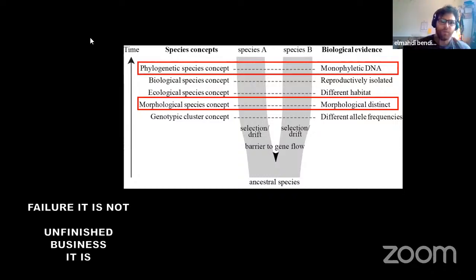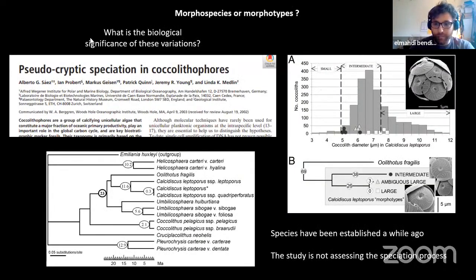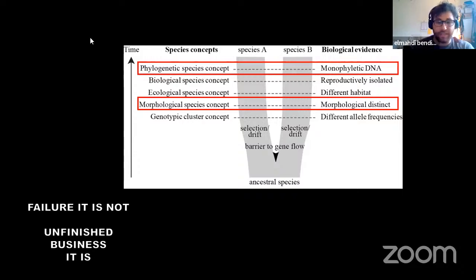Yeah, the study was more describing the fact that species with subtle variation can have a wider genetic divergence. So it's not exactly the same as studying the speciation of a species. And it was mostly relying on the phylogenetic species concept and the morphological species concept. There was no assessment of the reproductive isolation.